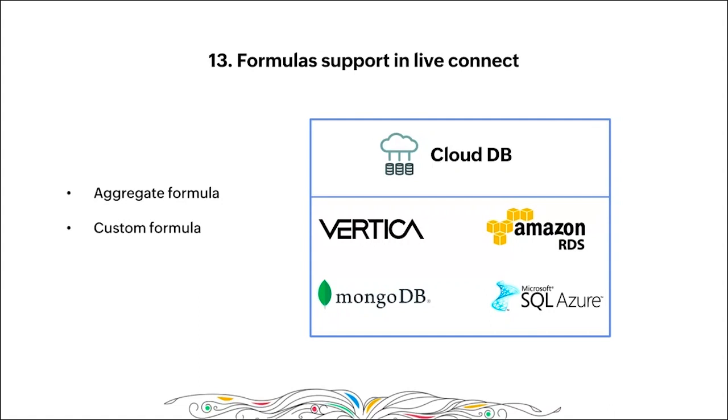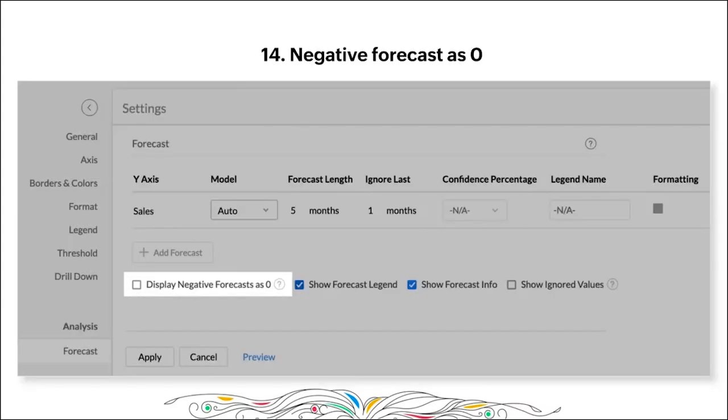So we've now enhanced our Live Connect capabilities. So you can now apply aggregate and custom formula on data that is from Live Connect. So this gives you more possibilities to analyze your live data. Update number 14. You can now choose to represent your negative forecast values as 0. It's a simple feature that's given right here that may suit your specific use cases.